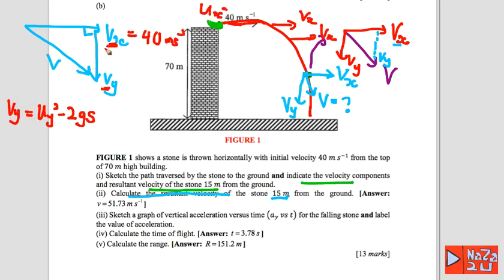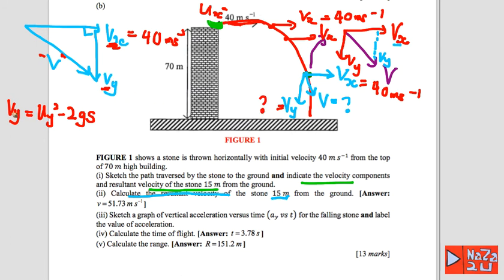Okay, to calculate the v here, we must find the value of vx, because vx, 40 meter per second, is always constant at any point. Meaning at any point here, the v is constant at 40 meter per second. So the v here is also 40 meter per second. The problem is: what is the value of vy?